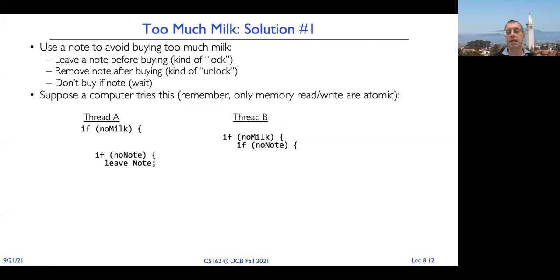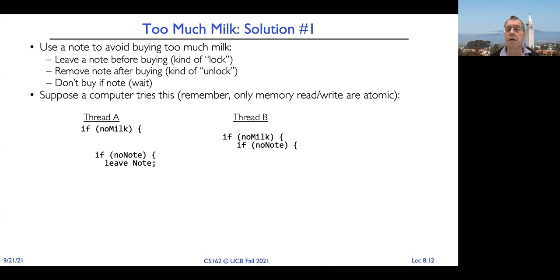So let's see here what can happen. Let's say you have thread A and thread B. Now, thread A is checking for the milk. And then once thread A checks for the milk, it's context switched, suspended by the operating system, by the scheduler. And thread B starts to execute. Thread B also checks for no milk. And in both cases, the answer is true, there is no milk, right? Then thread B checks for the note, okay? And there is no note.